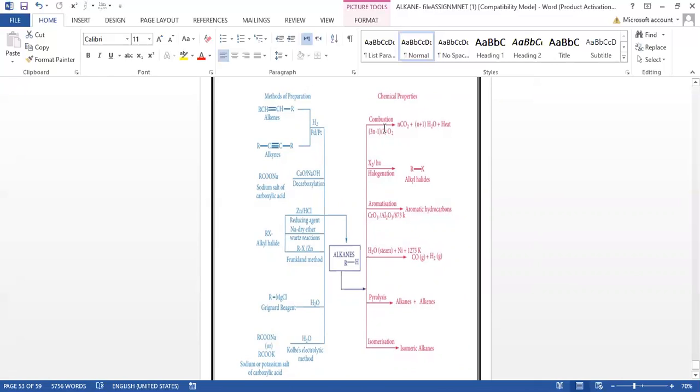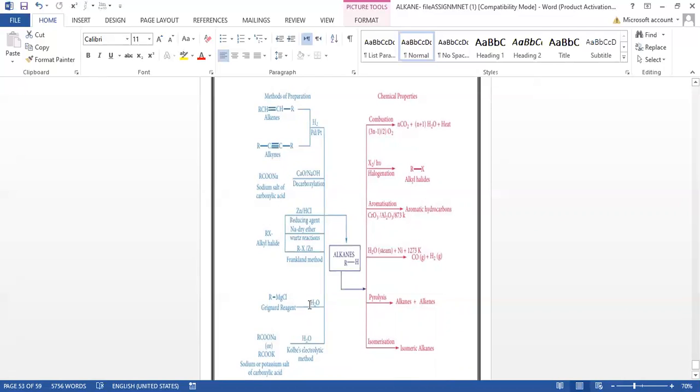Alkanes can react with oxygen and form carbon dioxide and water. They can react with halogens and form alkyl halides. They can react with other compounds and undergo aromatization to form aromatic hydrocarbons. They can react with water in the presence of nickel and form carbon monoxide and hydrogen. They undergo pyrolysis and form alkanes and alkenes respectively. They also undergo isomerization and form isomeric alkanes.